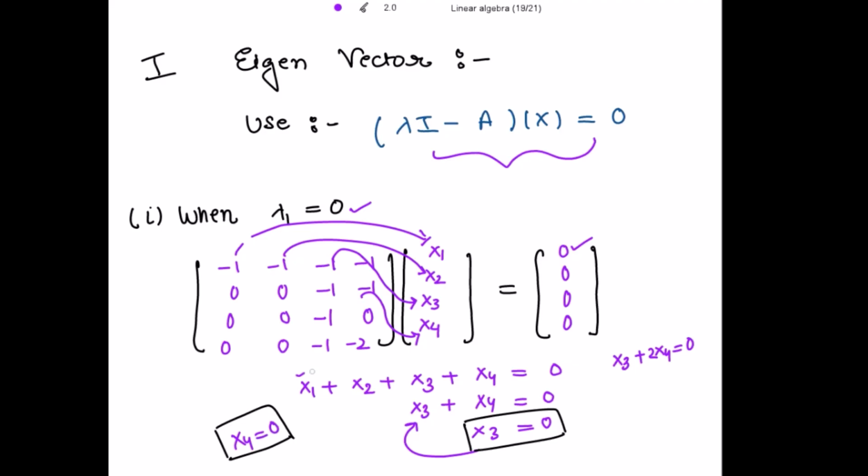So from the first equation we get, when putting x3, x4 to be equal to 0, x1 equal to negative of x2. Whatever value I give to x2, x1 is the negative of that. So let me take x2 to be equal to, let's say, t. Then x1 is negative of t, right? So these are the 4 values we have got: x1, x2, x3, x4, right?